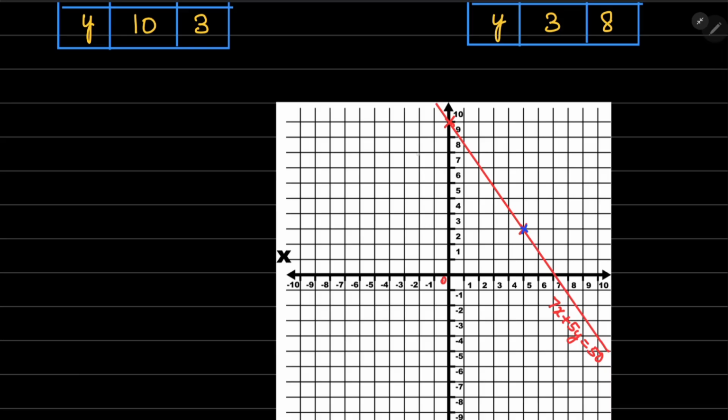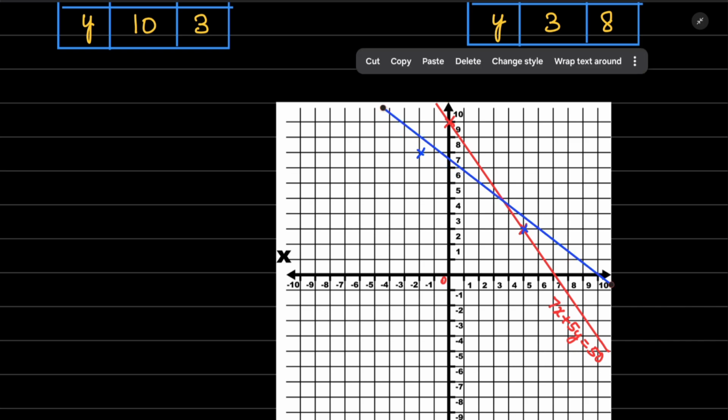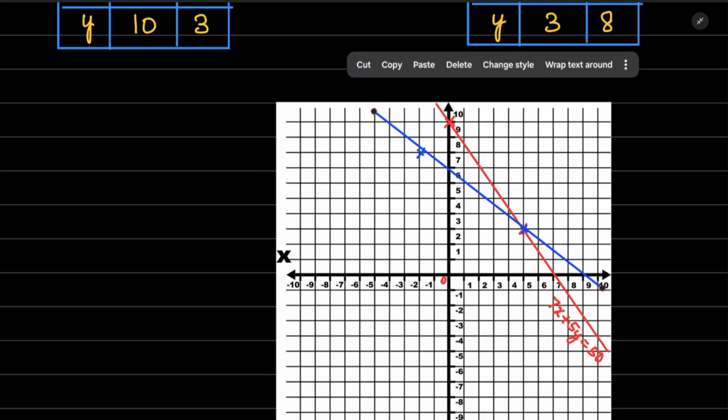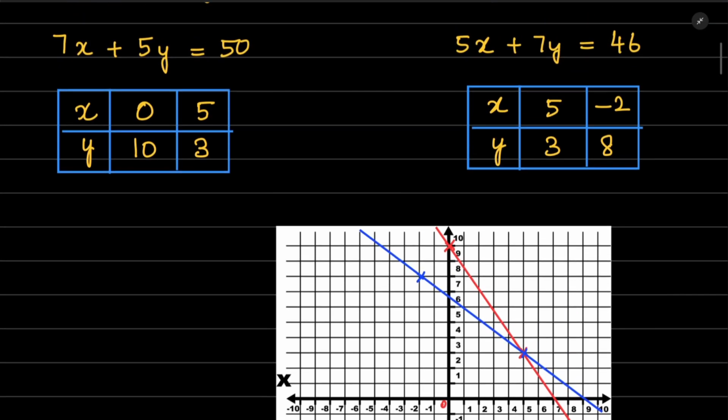3, 4, 5, 6, 7, 8. So minus 2 comma 8. Right. Now again, let me draw the line joining the two. Okay, I hope it is clear. And again, I'll write the equation above. So this is nothing but your 5x plus 7y equal to 46, represented by this blue straight line.